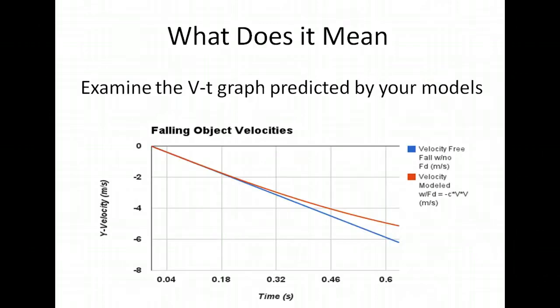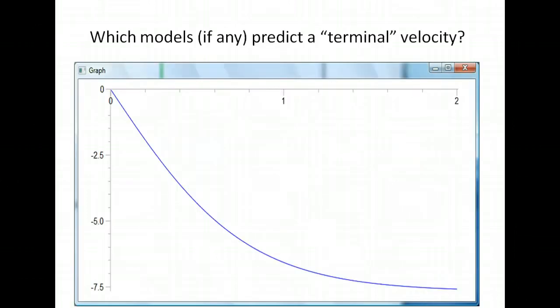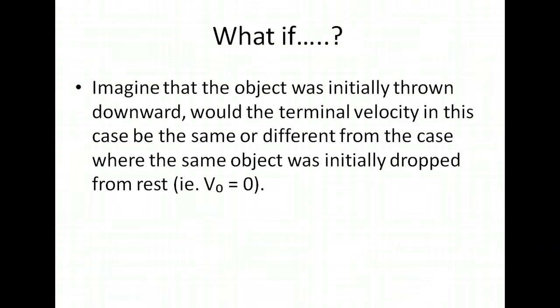What does it mean? Examine the vt graph predicted by your models. There is the vt graph showing free fall in blue and the modeled velocity using the proportional to v squared model for the falling object. Here you see I extended the time of fall from the 0.6 seconds actually observed to about 2 seconds, and you see the velocity levels out. This is terminal velocity of 7.5 meters per second.